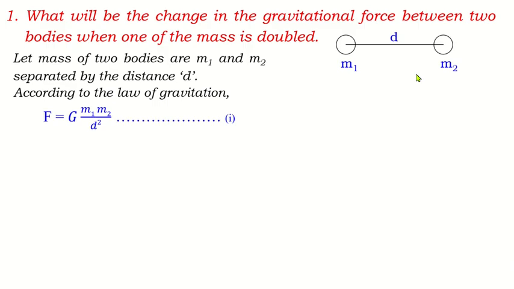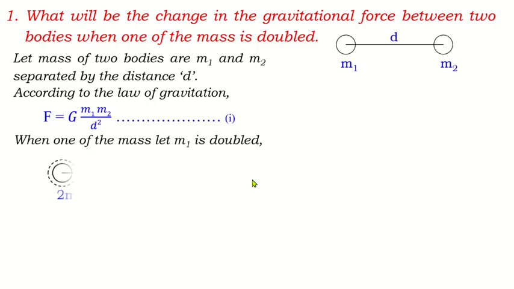It's very simple. When one of the masses, let's say m1, is doubled, according to the question, one of the masses is doubled. For better understanding, I am making a diagram. Actually, in the examination, we don't have to make the diagram. Neither the first diagram nor the second diagram is needed in the examination. Just the solution of the numerical problem is sufficient.